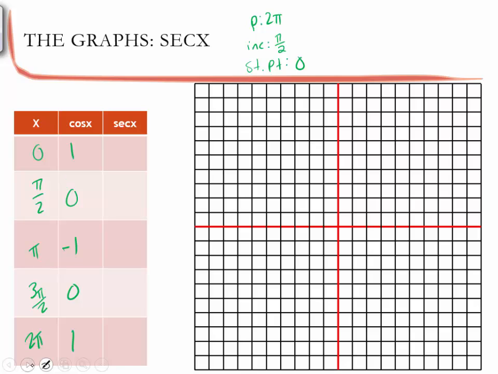And then, like I said before, secant has the same values, but whenever we have 0, it's undefined. So we have 1, undefined, negative 1, undefined, 1. And now we can graph. We're going to graph cosine first.